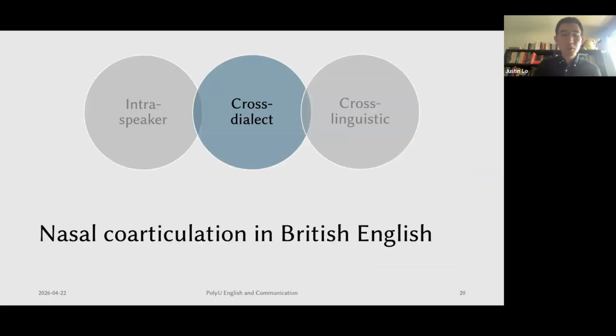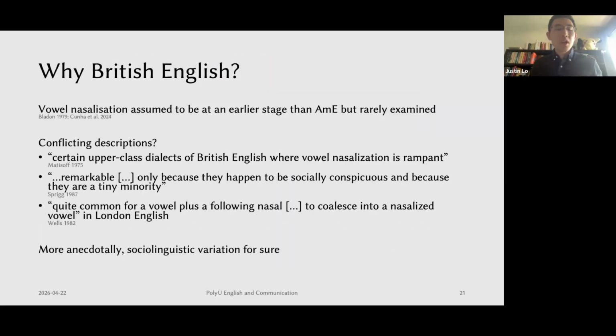But I'll turn to British English now to look at this cross-dialectal perspective. I was interested in British English because, as we noted in the earlier study, most studies focus on American English when we look at nasalization and nasal co-articulation.